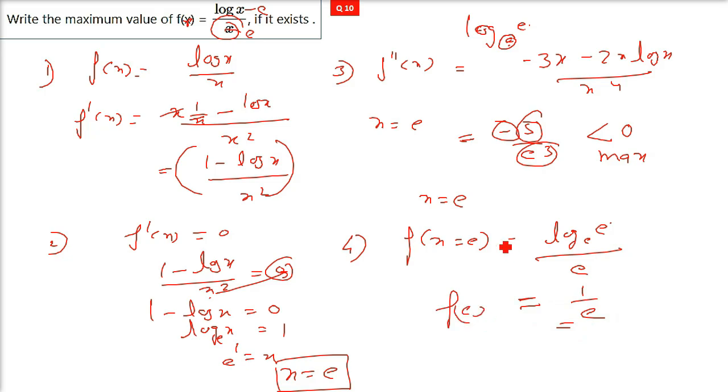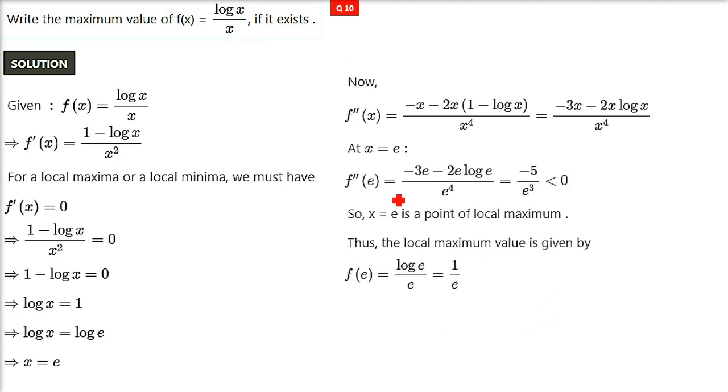So f(e) equals 1 by e. These are the main things. Alright, so this is how you're going to go about it. Sometimes the students might be doing it themselves, so this is the reference for you. You can check it out, and you can always refer to my discussion.